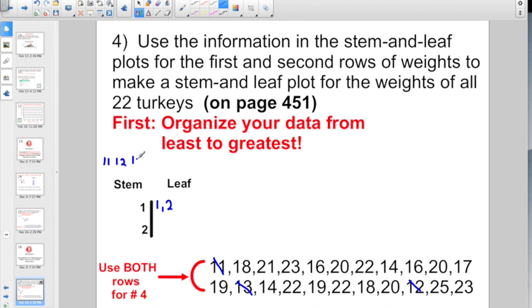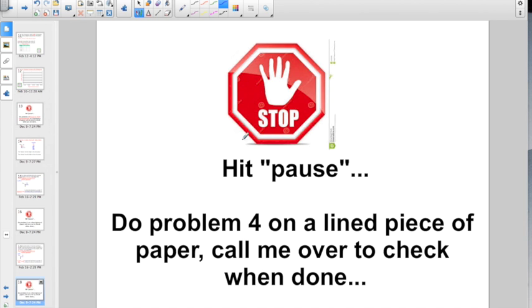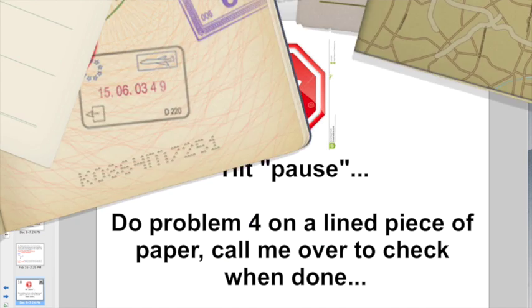Make sure we do all 22 turkey weights. 13 means a stem of 1 and a leaf of 3. Remember, we're using both rows of data on page 451 of your book. Let's go ahead and hit pause. Do problem 4 on a lined piece of paper. Call me over to check when you're done.